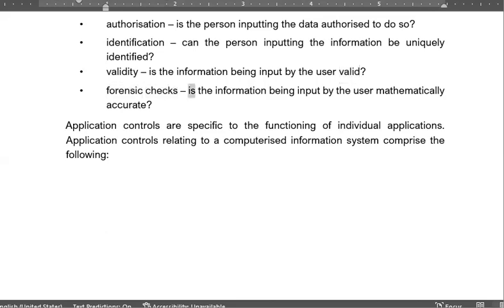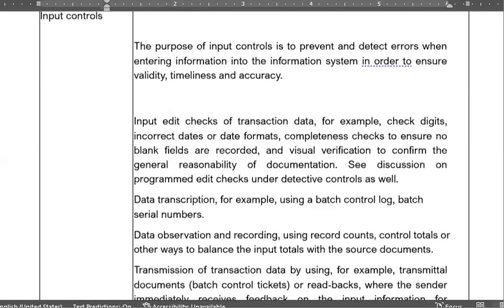Forensic checks. Is the information being input by the user mathematically accurate? Application controls are specific to the functioning of individual applications. Application controls relating to a computerized information system comprise the following. Application controls.